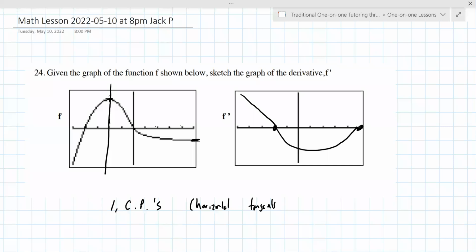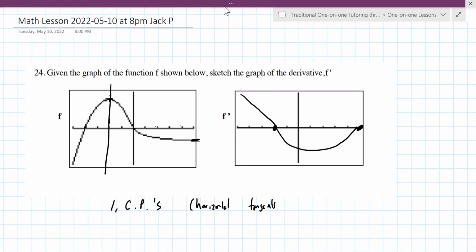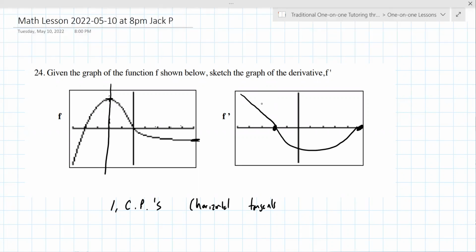It would just kind of be like a big old U. Now that you kind of have a sense of what the graph looks like, you might draw something that's more like this. Sounds good to me.